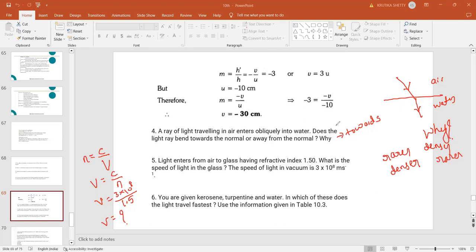Yes. Shreya and Panchmi, what is the answer? 3×1.5, so it is 2×10⁸ meter per second. Correct? If you are not understanding, ask, okay? Yes, can I go for the next question?